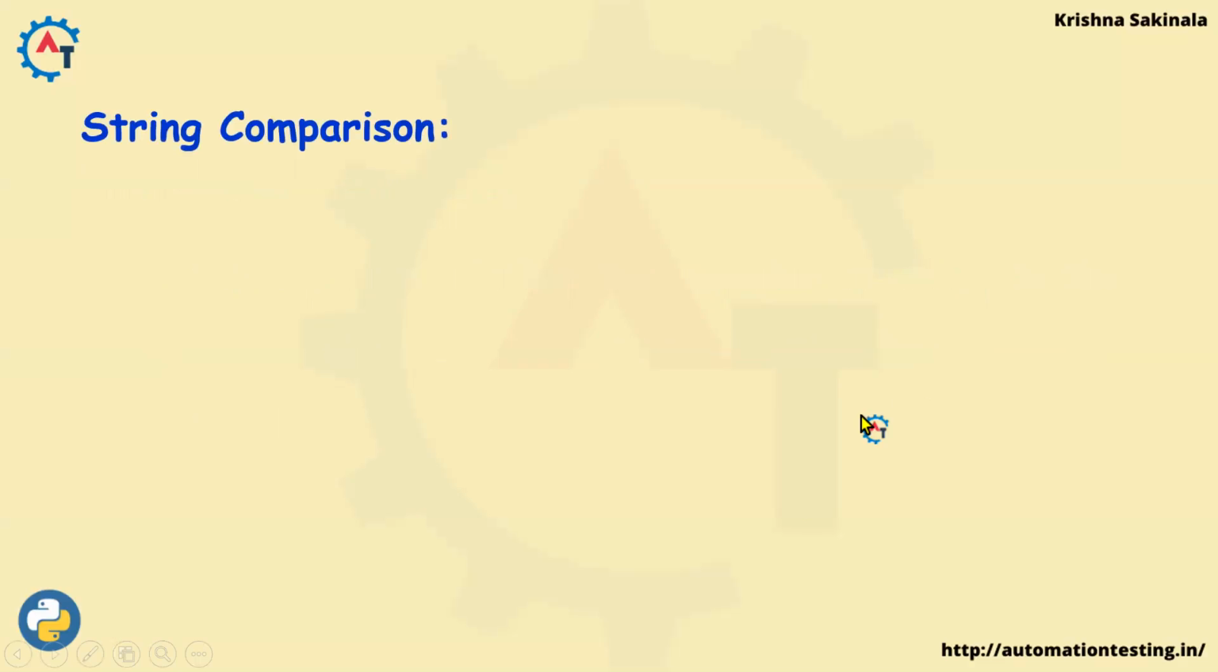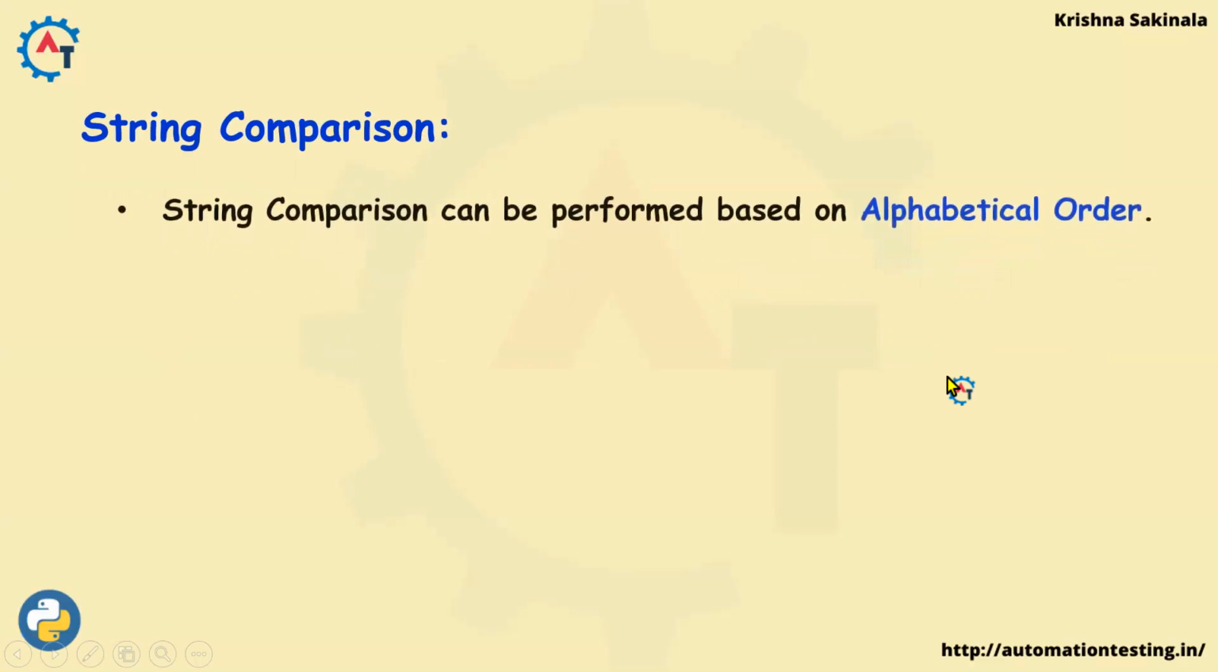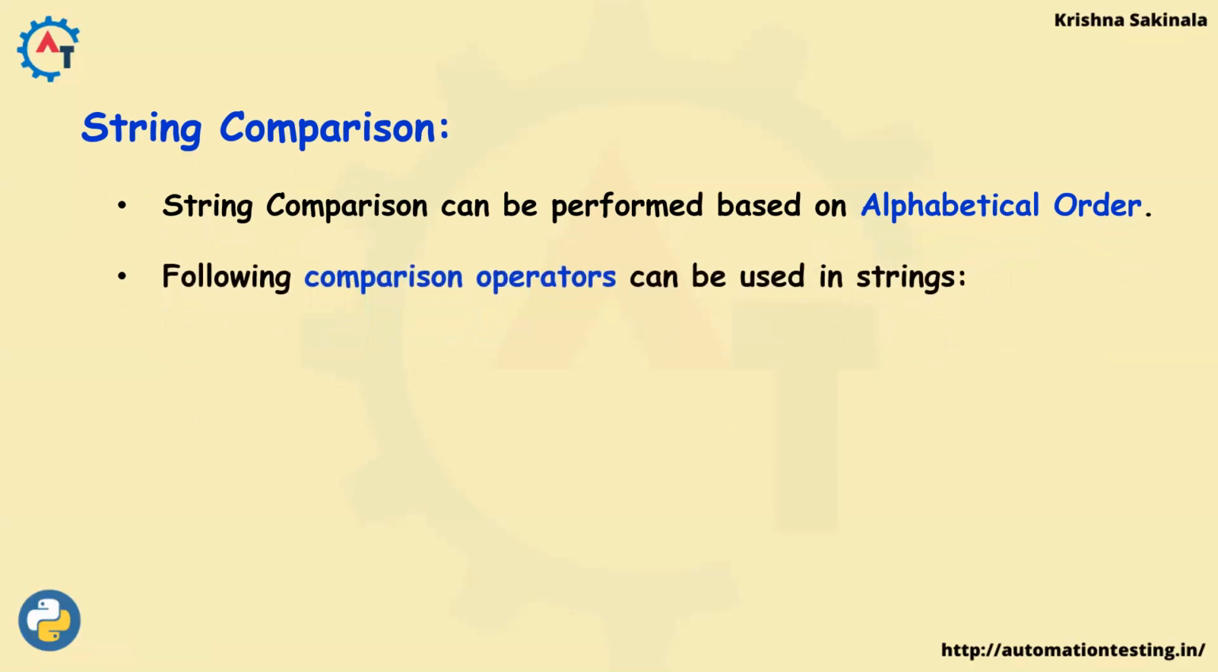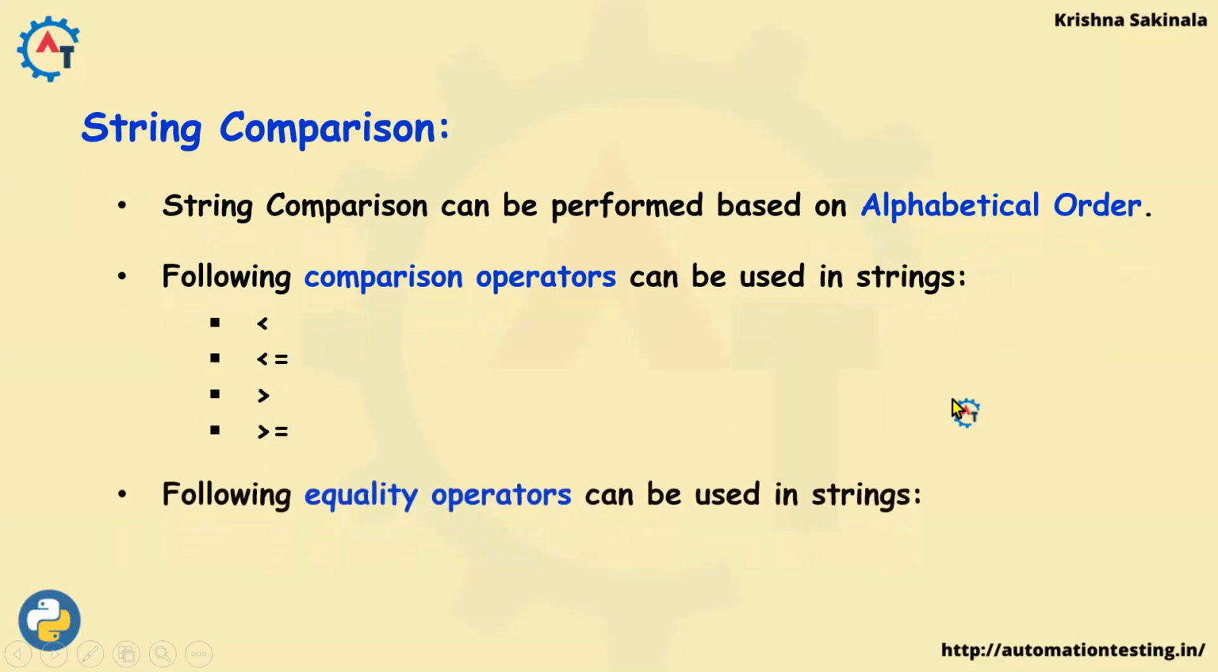Okay. We can do string comparison. The string comparison can be performed based on alphabetical order. So the following comparison operators can be used on strings. We can use less than, less than or equal, greater than, greater than or equal, and these are comparison operators. Then there are equality operators, that is double equal and not equal. Okay. So we'll see everything by taking some examples.